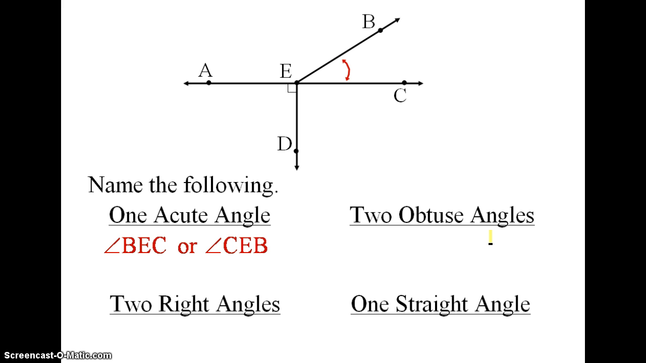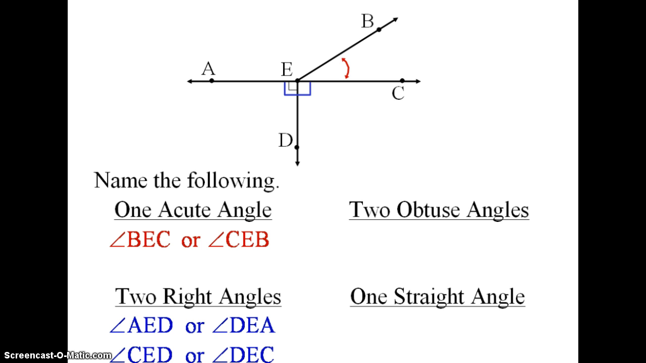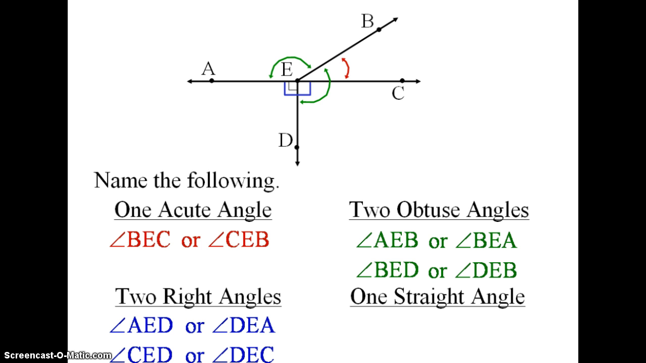2 right angles, good, could be angle AED, or we can call it angle DEA. Another one could be angle CED or angle DEC. Sorry, it's a little hard to see. There we go. One of the obtuse angles could be angle AEB, right there in the green, or BEA. And a straight angle could be angle AEC or angle CEA.